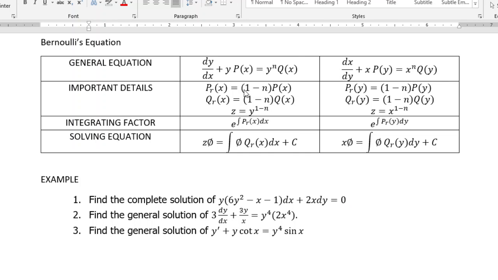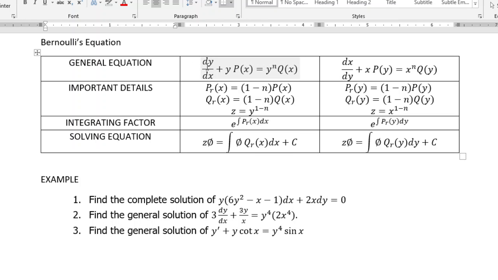Okay, so good morning. Today we will talk about the differential equation na tinatawag nating Bernoulli's equation. So, tulad ng dati, gumawa ko ng sheet table, parang kay Polde, para mas mapabilis yung pag-solve natin. Now, so dalawa pa rin ang general equation.